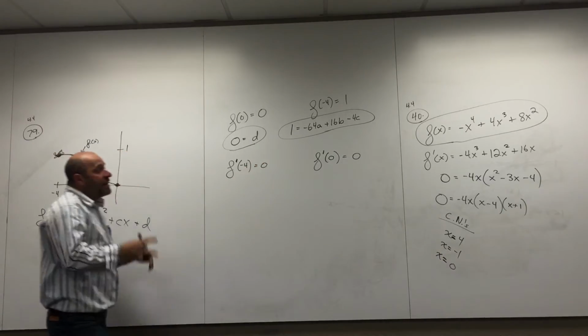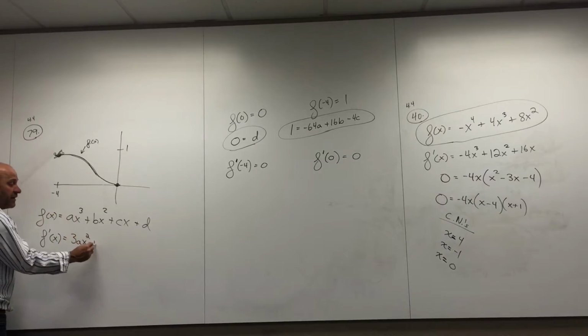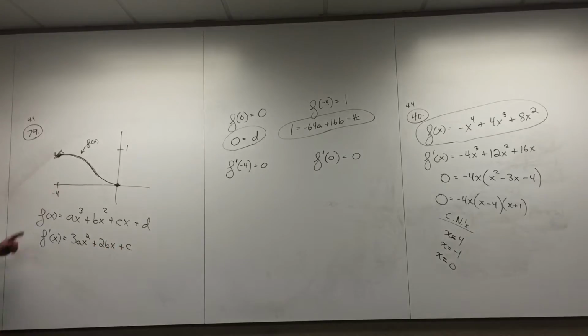This is going to help me a lot. Listen, let's go back to this. Can you please take a derivative of this? The variable is x. A, B, C, and D are numbers. You can do a derivative. It's 3ax squared. Good. 2bx and c. That's the derivative.